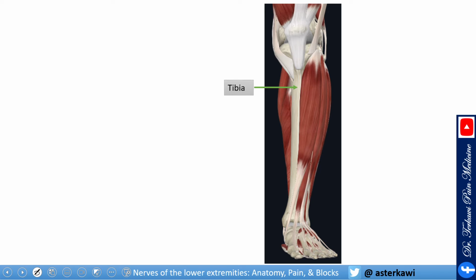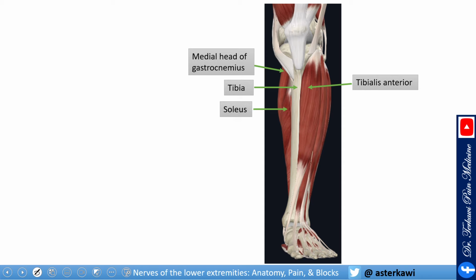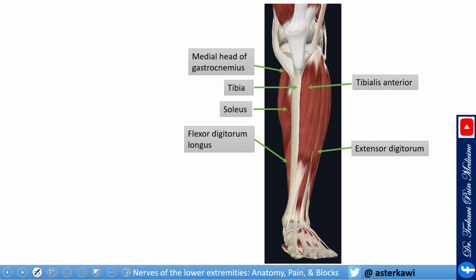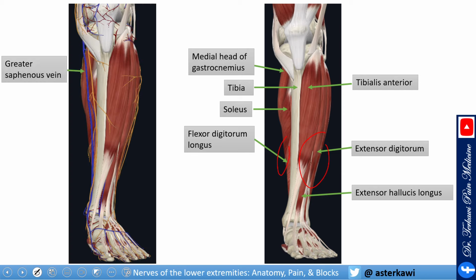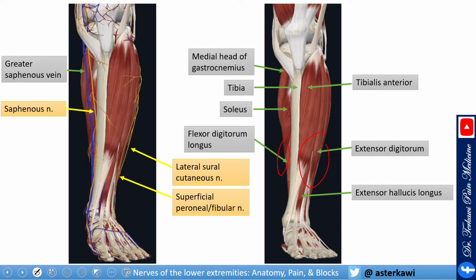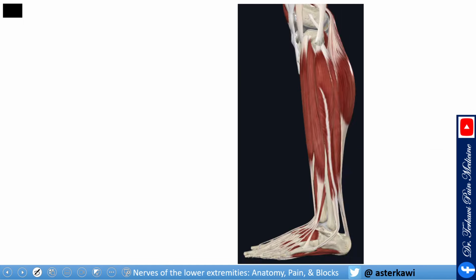Below the knee, here you have the tibia, tibialis anterior, medial head of gastrocnemius, and soleus, which is an important muscle when we talk about the tibial nerve, flexor digitorum longus, and extensor digitorum. So extensor muscles lateral, flexor more medial and posterior, and extensor hallucis longus. Now here we added some nerves. So you have the greater saphenous vein, the saphenous nerve running next to it, and you have the lateral sural cutaneous nerve and the superficial peroneal nerve.